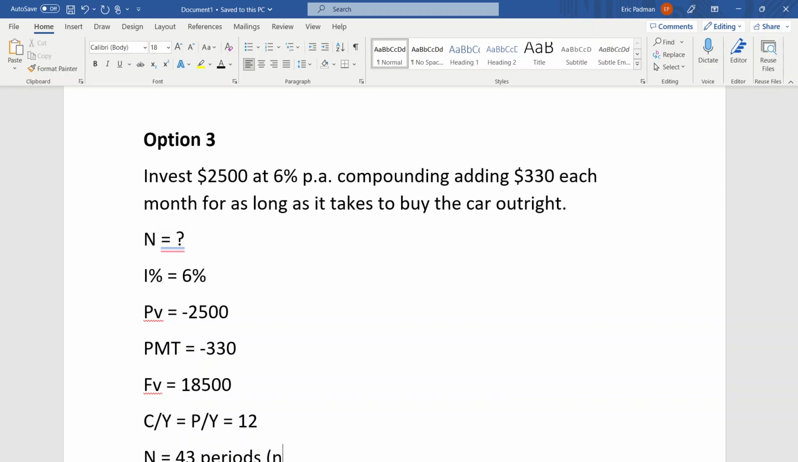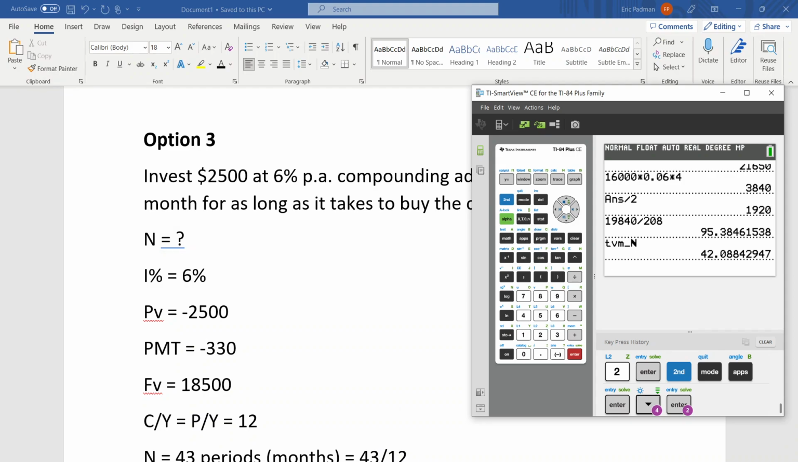Remember, capital N is the number of periods, like the number of compounding periods or payment periods or whatever it happens to be. That's months in this particular question. That's how we set it up. That's because of the 12. And in that case, we can find that. So 43 divided by 12. It's very close to 42.